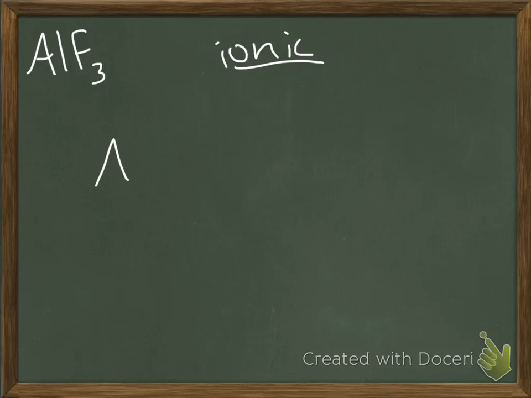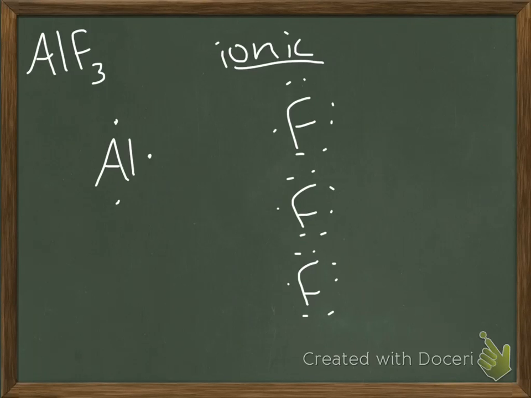Next up, aluminum fluoride, AlF3. Careful here, aluminum is a metal, so it's ionic. So you've got to draw your individual Lewis structures. Aluminum has 3 valence electrons. It's in group 3, so we give it 3 dots. And you have to draw 3 fluorines. Each fluorine has 7. 1, 2, 3, 4, 5, 6, 7.